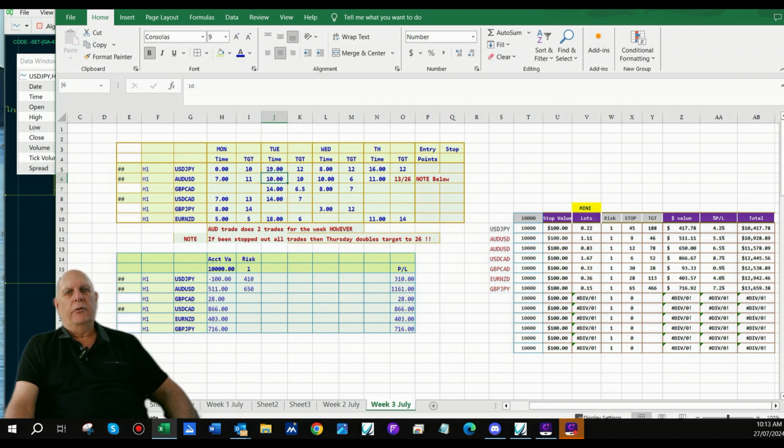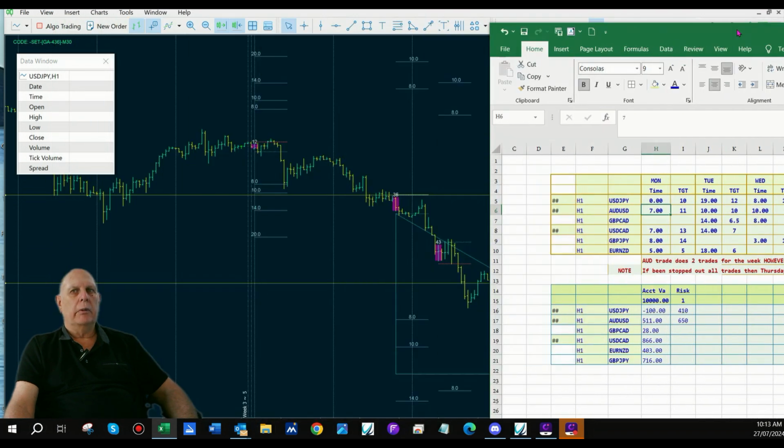Right, so it still effectively does it, even though it's coming in on Thursday. But these are the times that we've got to work with. So we'll just come back and have a look at that. First up, US dollar yen, 0, 19, 8 and 16. So let's see where we got up.